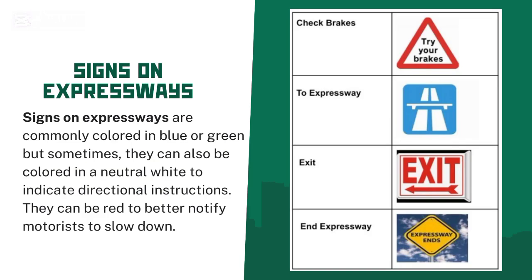Another is the signs on expressways. Signs on expressways are commonly colored in blue or green, but sometimes they can also be colored in a neutral white to indicate directional instructions. They can be read to better notify motorists to slow down. For example, check brakes, to expressway, exit, and end of the expressways.